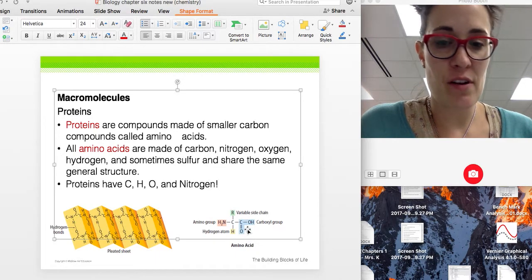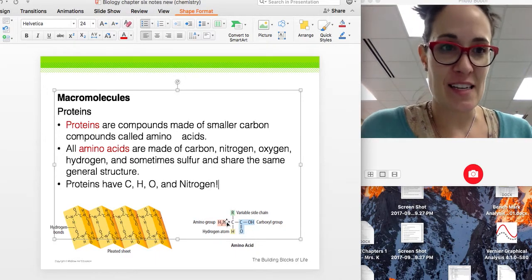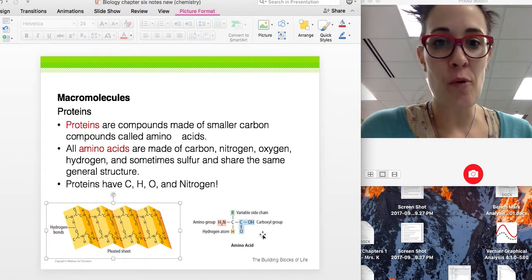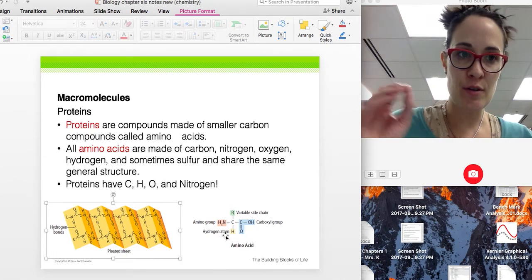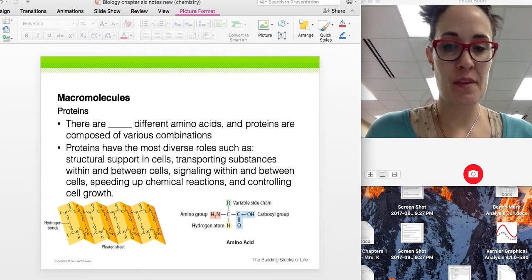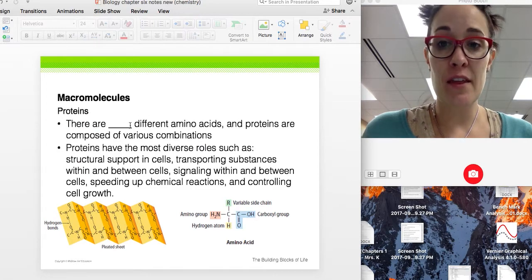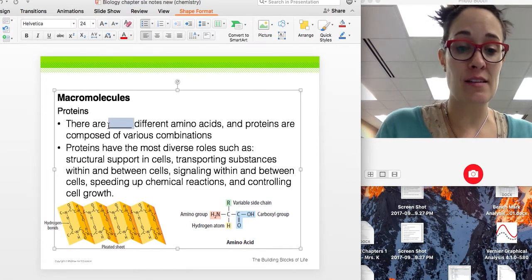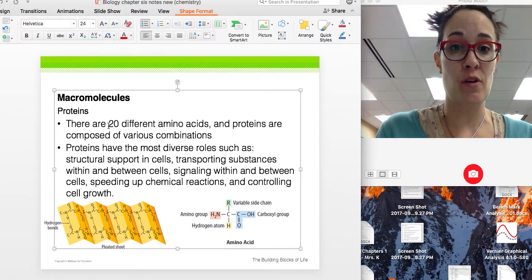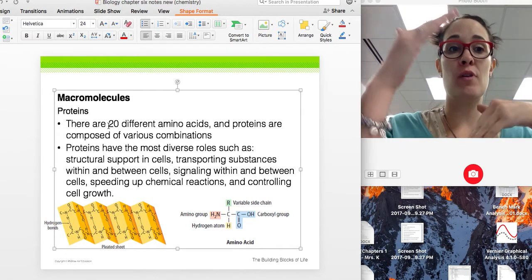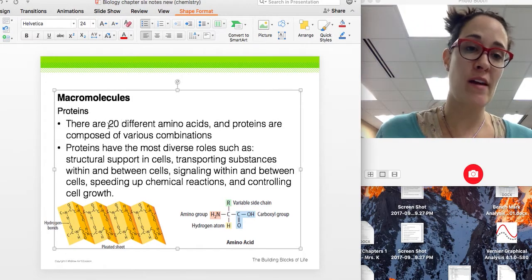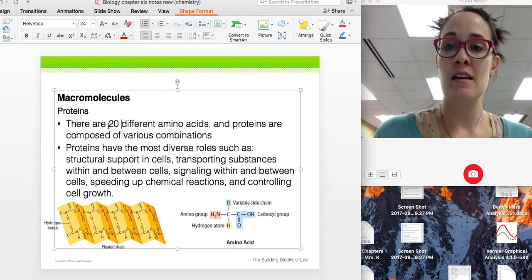Okay, you don't need to know the details of it here, but it has a nitrogen. So a whole bunch of these little things put together builds a protein. There are 20 different amino acids, or 20 different Legos, to build a protein, and they can be put in different combinations to create the wide variety of proteins that exist in living things.